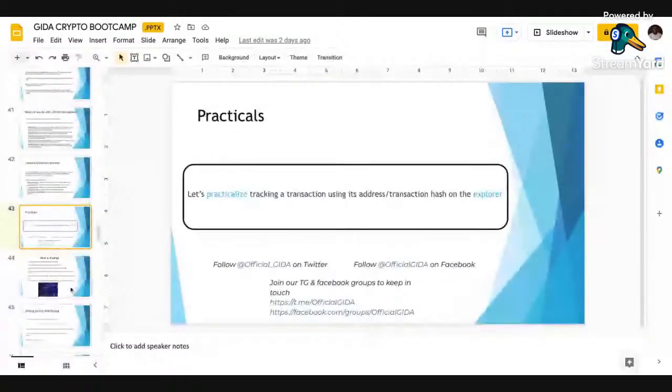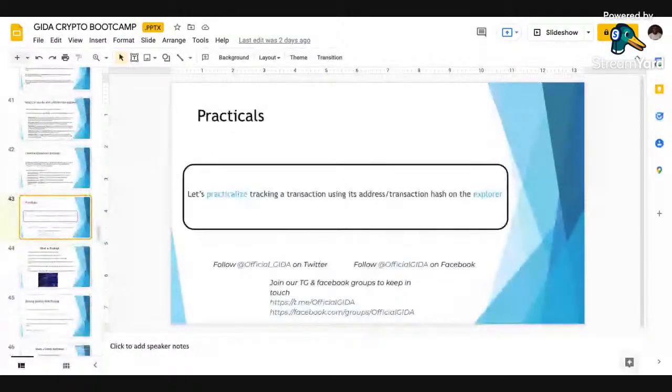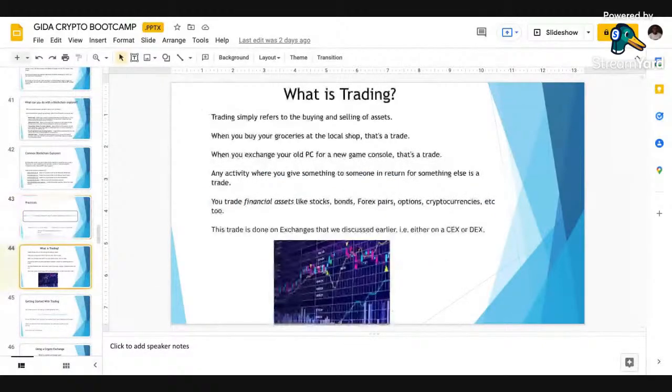Now let's talk about trading. What is trading? We keep hearing this thing, trading, trading, trading. What is trading? Now let's talk about it in layman's language. Trading simply refers to the buying and selling of assets. That is what it is in basic English.